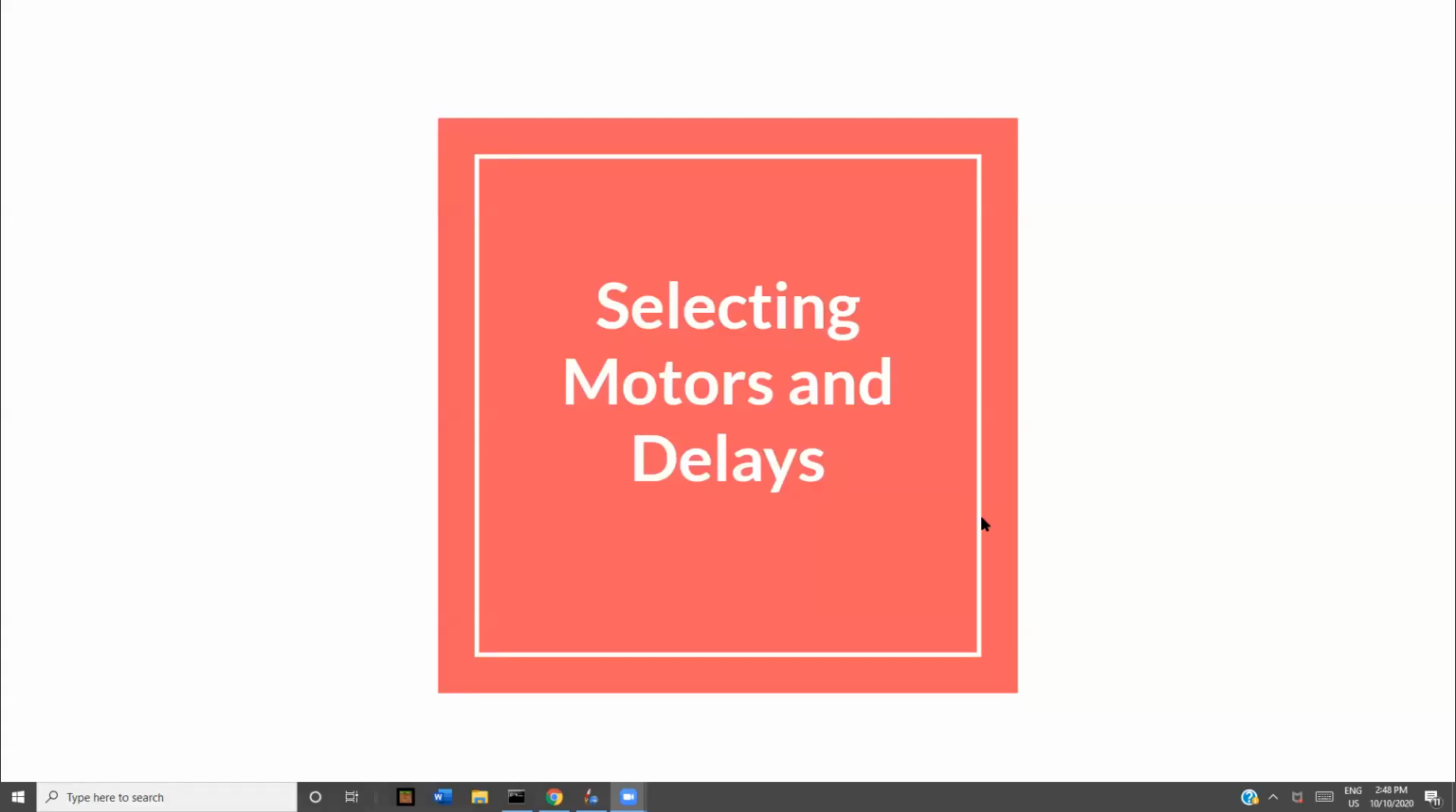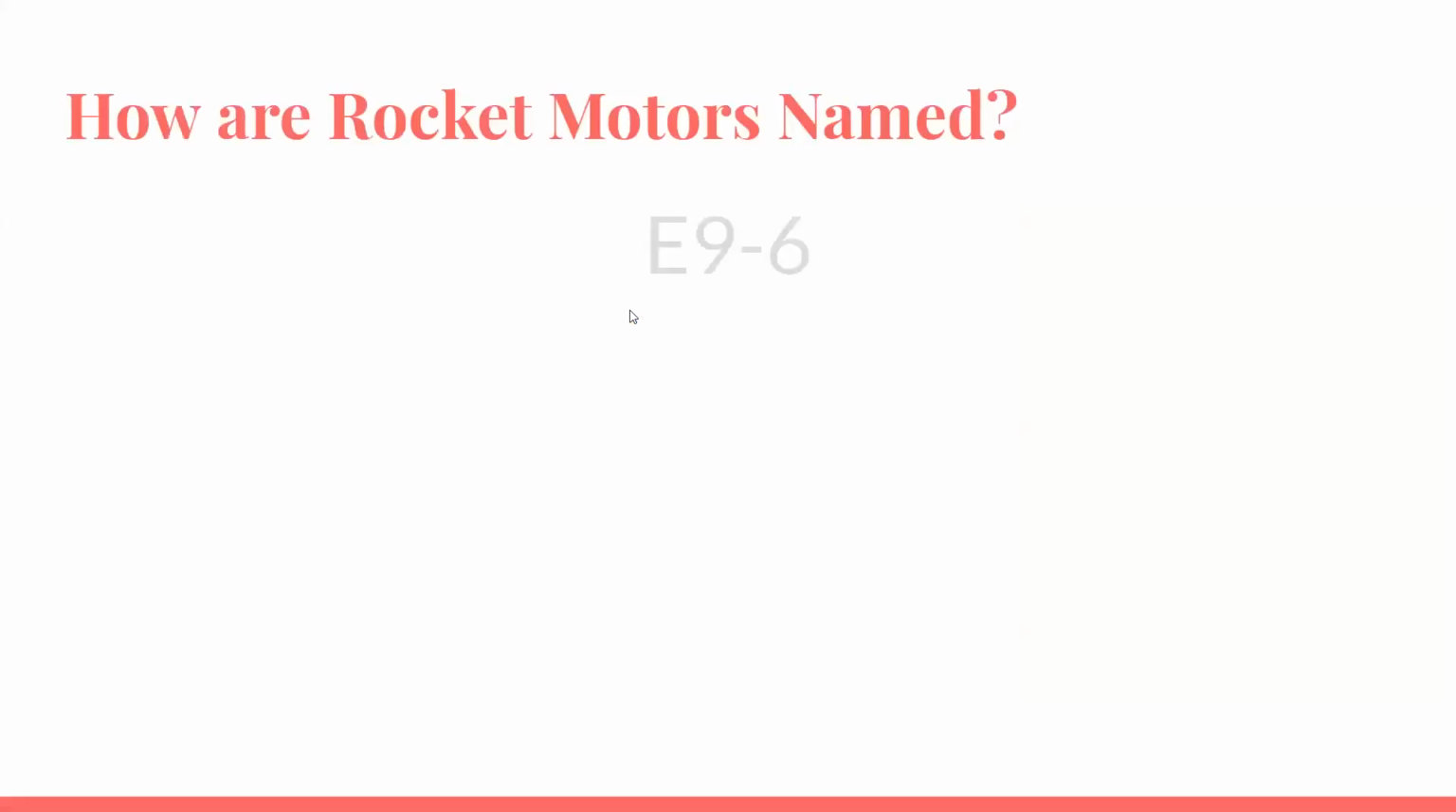All right, so in this video, I'm going to go over selecting motors and motor delays. So how are rocket motors named? They're always going to be in the form of a letter, number, dash number, such as E96. So we're going to go over what each part of that means.